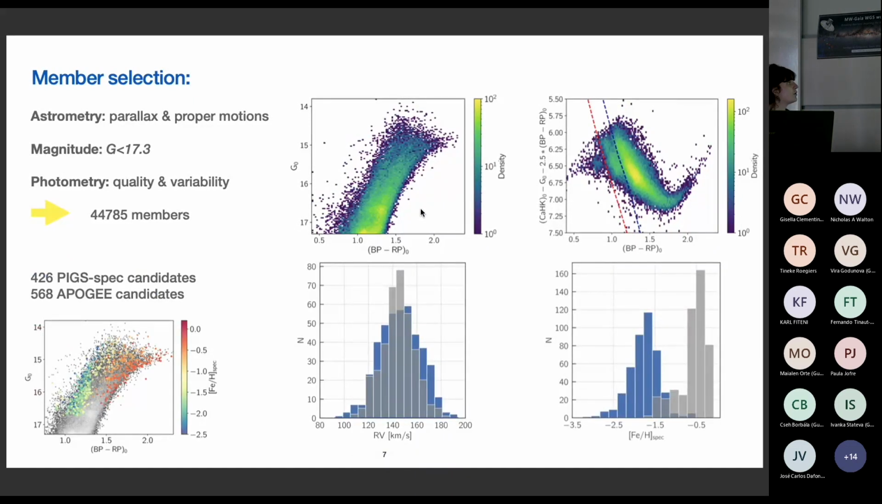You can see the same color magnitude diagram, but with overplotted spectroscopic metallicity that we had at our disposal for Sagittarius. We also checked the goodness of our selection, plotting the radial velocities from APOGEE and PIGS. The PIGS sample is the blue, while APOGEE is gray. We also looked at the metallicity range covered by the cross-match with these two spectroscopic surveys, and you can see that combining APOGEE and PIGS, we had quite good coverage over a wide metallicity range.